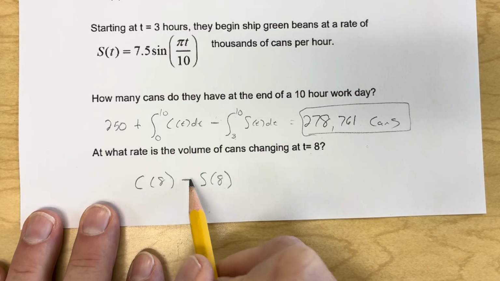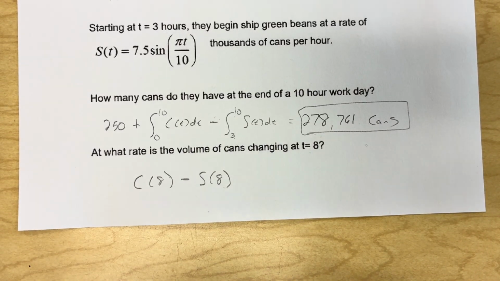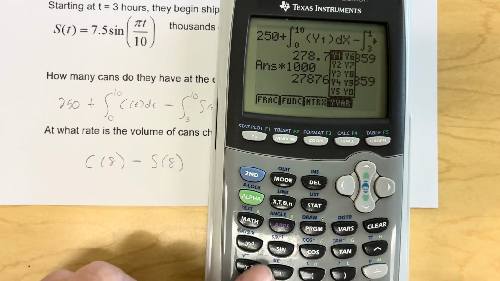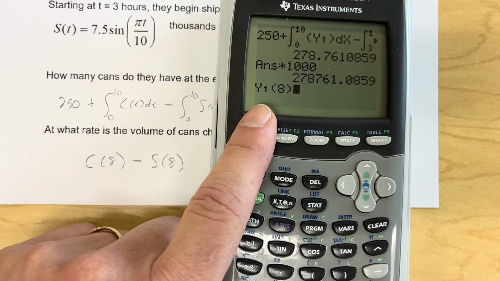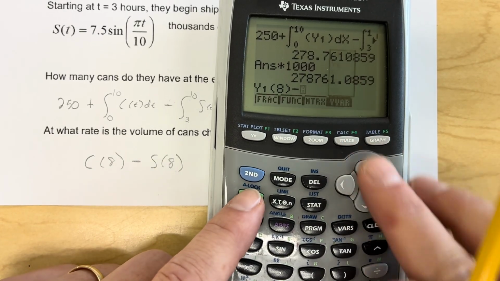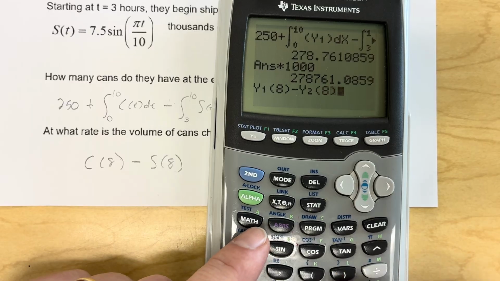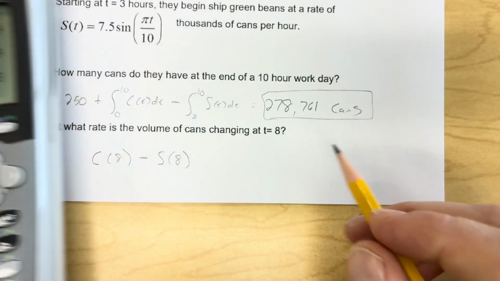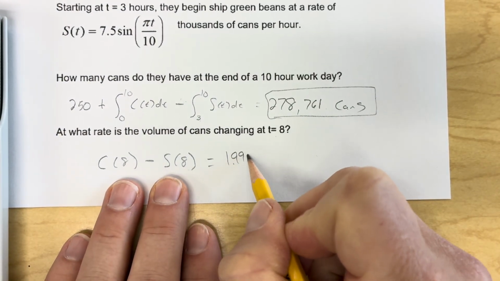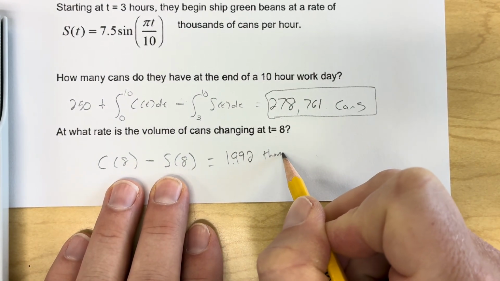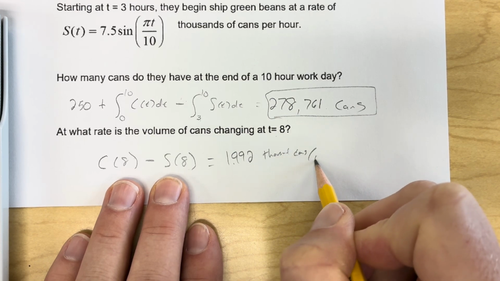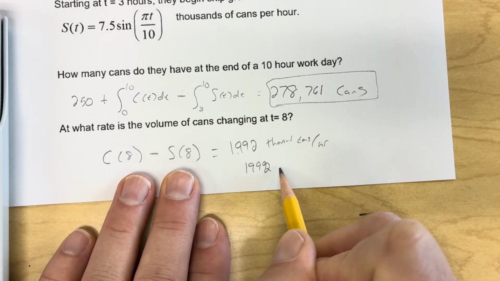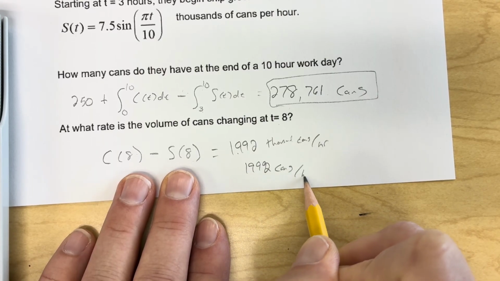If we were to subtract those two, that would be how fast the volume is changing, whether up or down, all right? So on my calculator, I can just go alpha trace Y1 at 8, that's how fast we're making them, minus alpha trace Y2 at 8, and that's how fast we're getting rid of them. And they're changing at 1.992 thousand cans per hour. So in other words, we're adding about 1,992 cans per hour at that time.